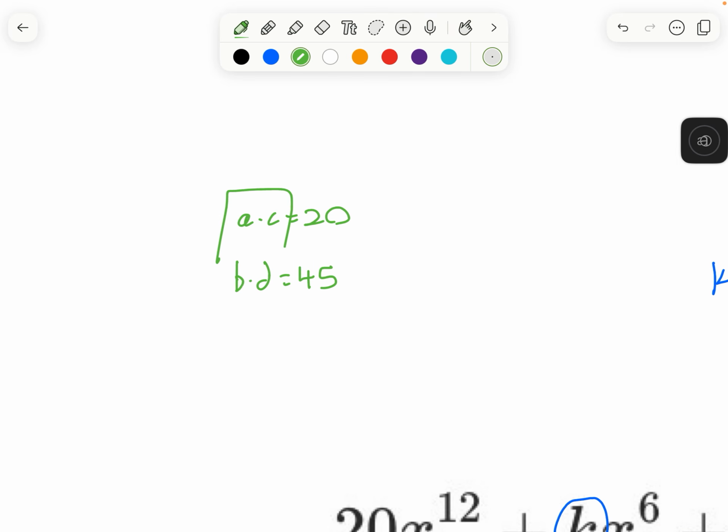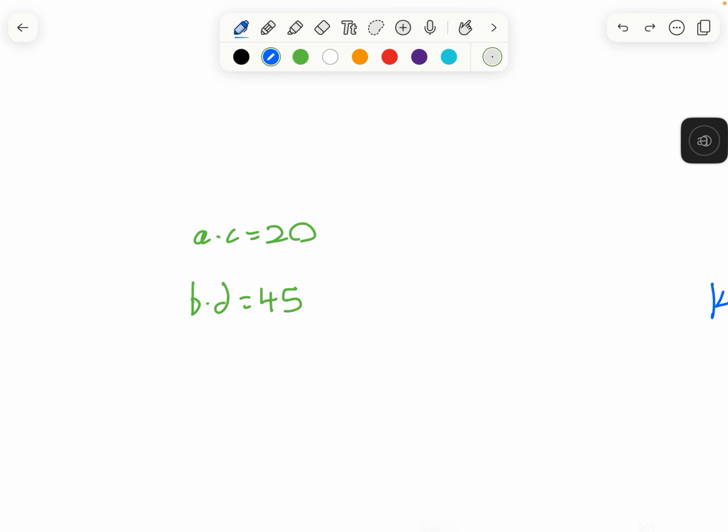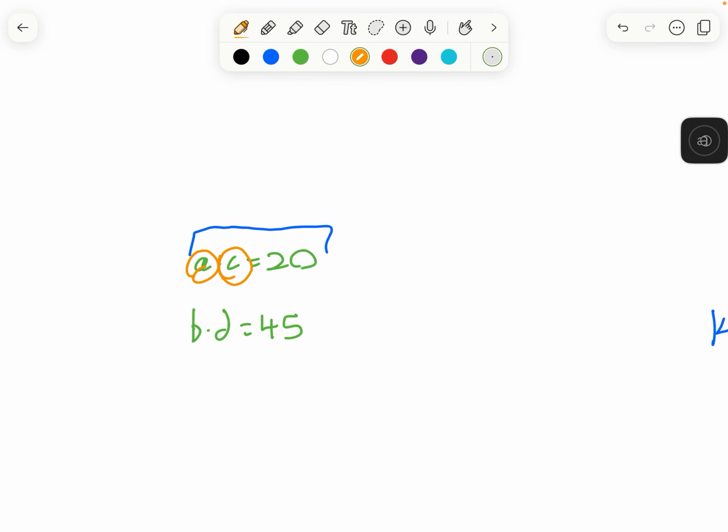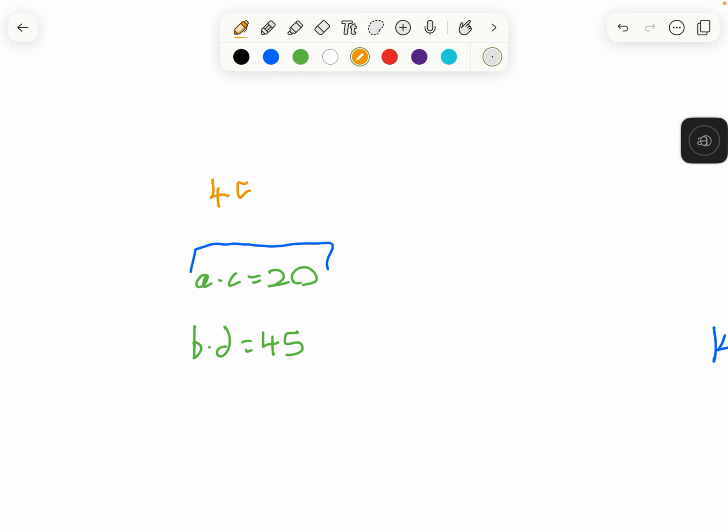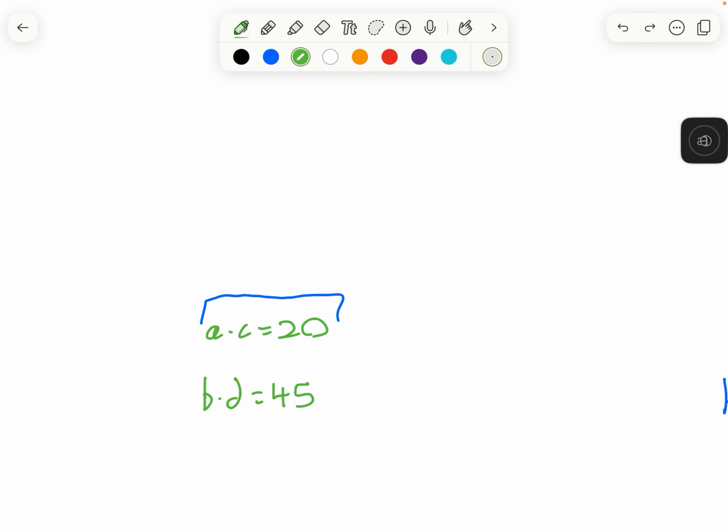Well, if a, b, c, and d are integers, that means if you have, for example, a times c equals 20, that each of these has to be a factor of 20. Sorry, not a multiple, a factor of 20. For example, 4 times 5 equals 20. 1 times 20 equals 20. 10 times 2, those 10 and 2 are factors. So we know that a and c here have to be factors of 20, because they're both integers. So what are the different factors of 20? Well, I just listed them out: 1, 2, 4, 5, 10, and 20. Those are the different factors of 20.